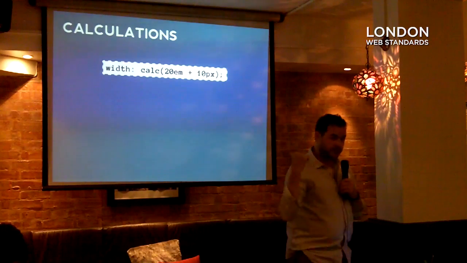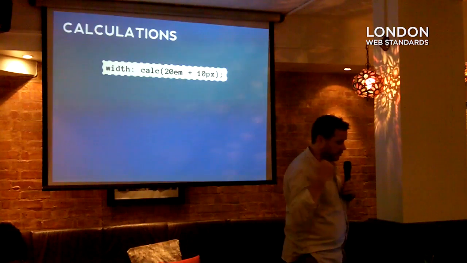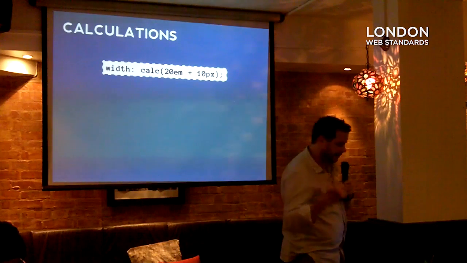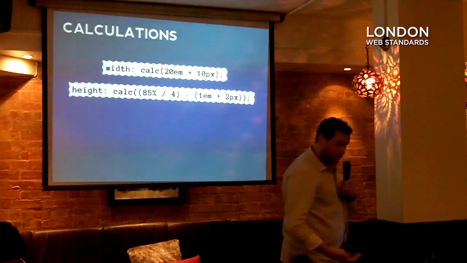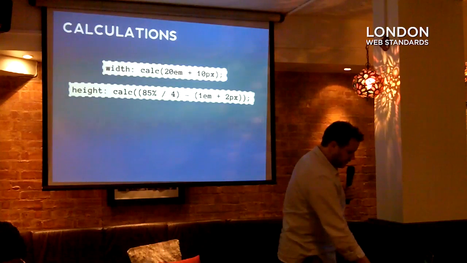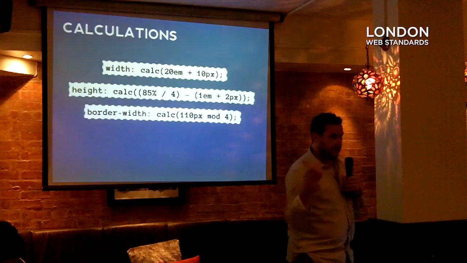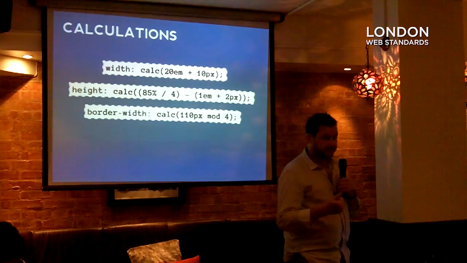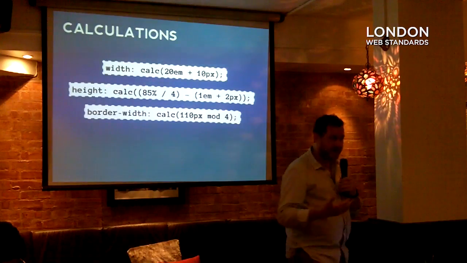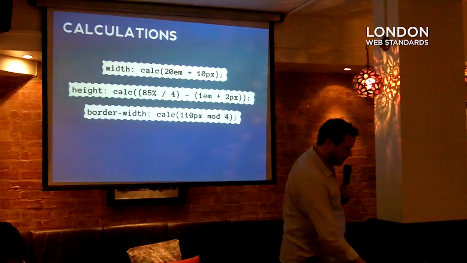We can do calculations, simple calculations like this. So we say width will be calc 20em plus 10px. You can also do more complicated calculations, and you can also do a little bit of modulus as well. All of this is in Firefox and IE10. This stuff's working now. I mean, it's not ready yet, but it's working now. You can start playing around with it.